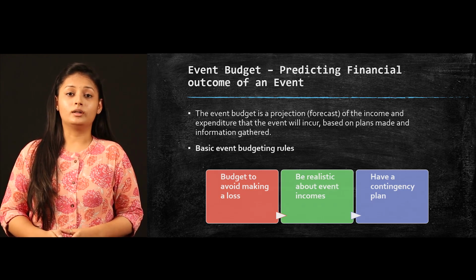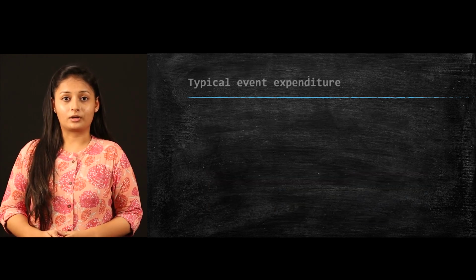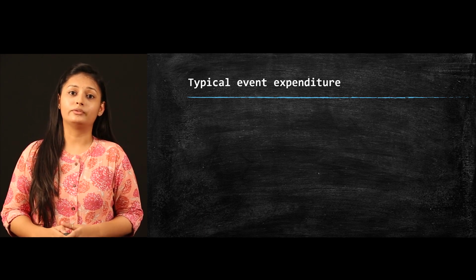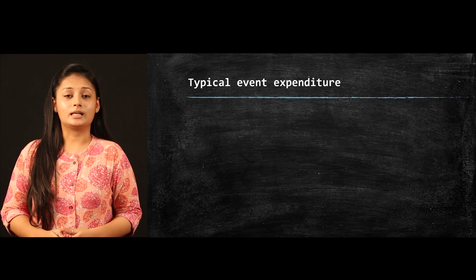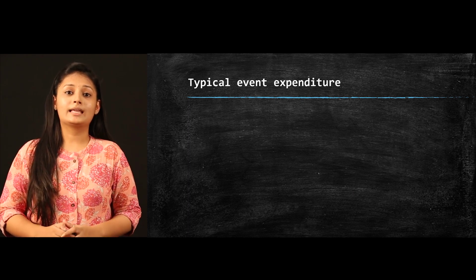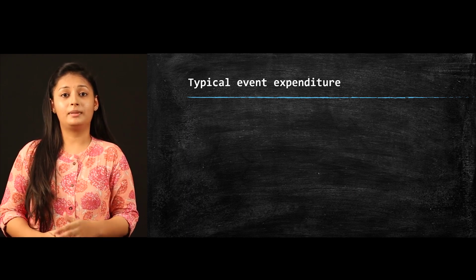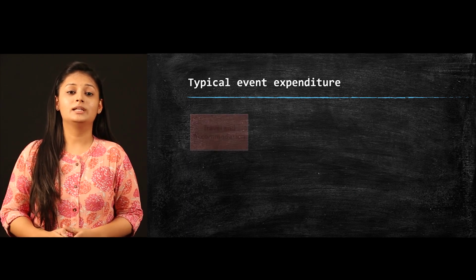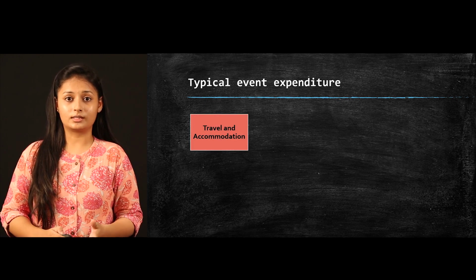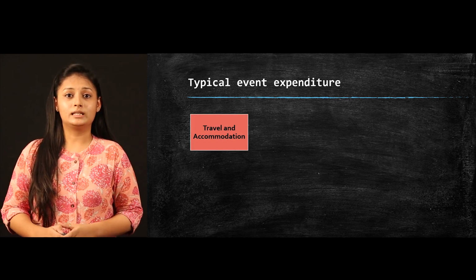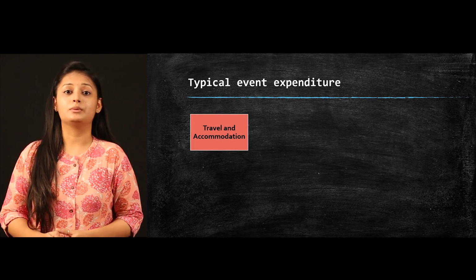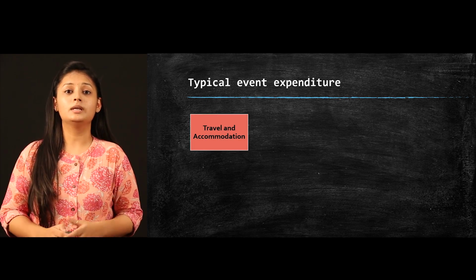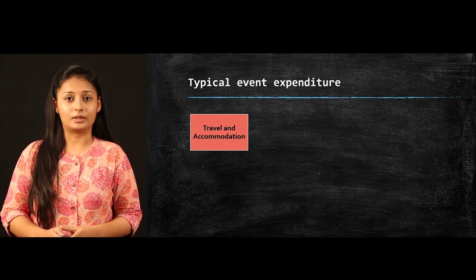Now let's have a look at the typical event expenditure. The event cost depends upon the type and the scale of the event. And it is not necessary that all the typical expenditures which I have mentioned here apply to each and every event. Let's have a look. The first is travel and accommodation costs. The travel and accommodation facilities have to be borne by the event organizers, which you are offering to your officials, delegates, and the event staff at the time of the event.